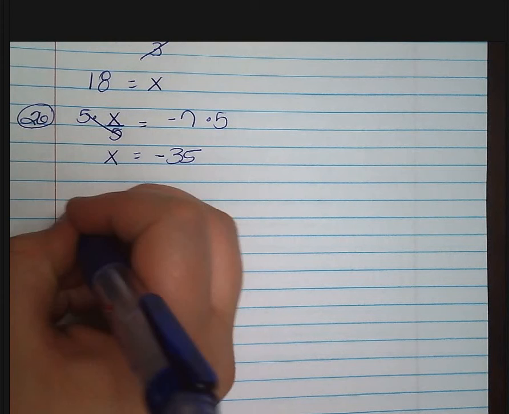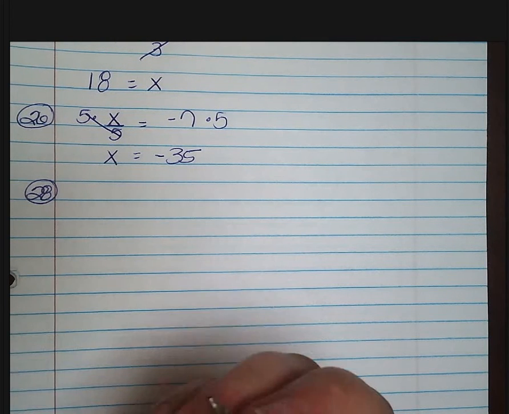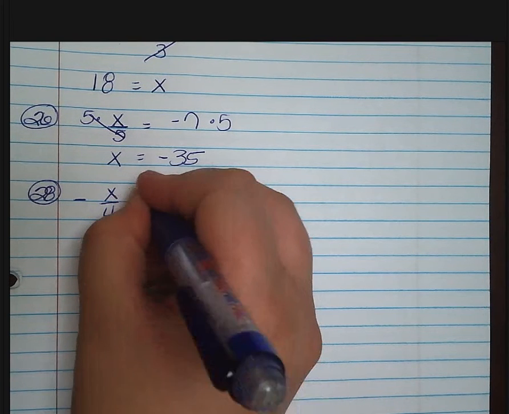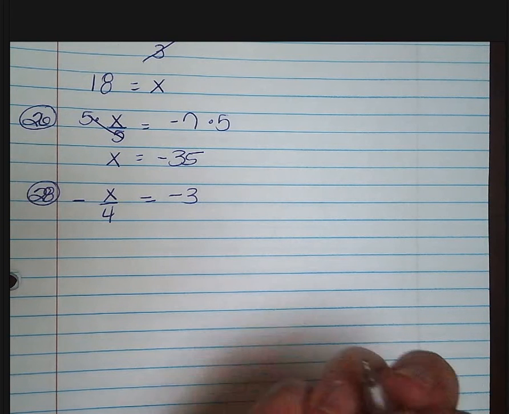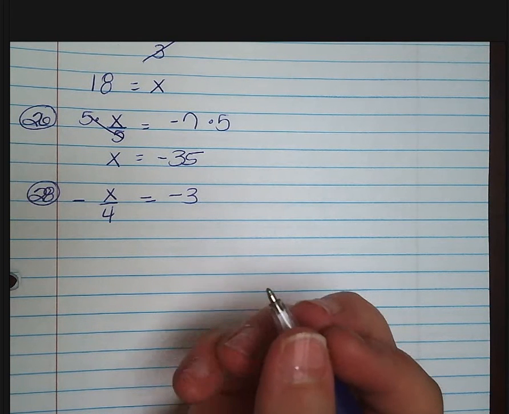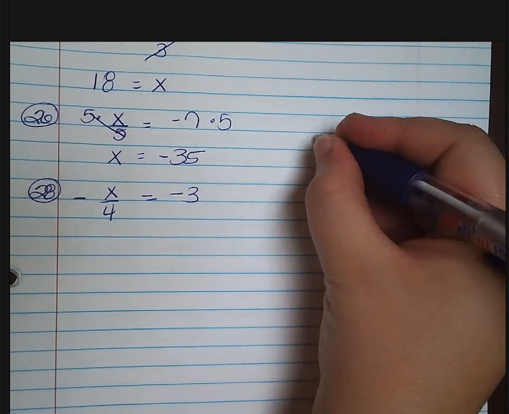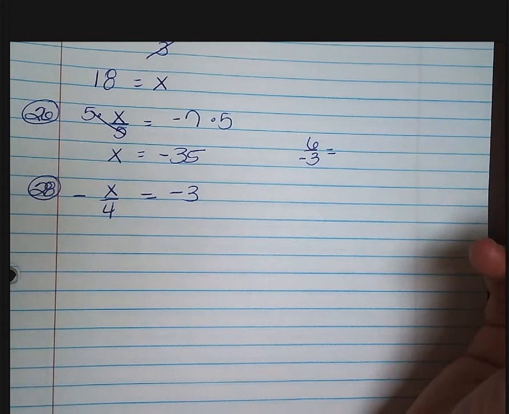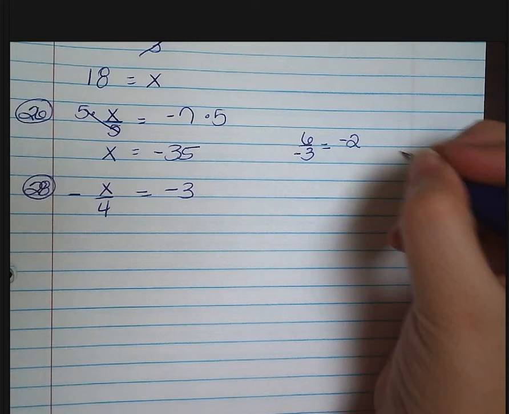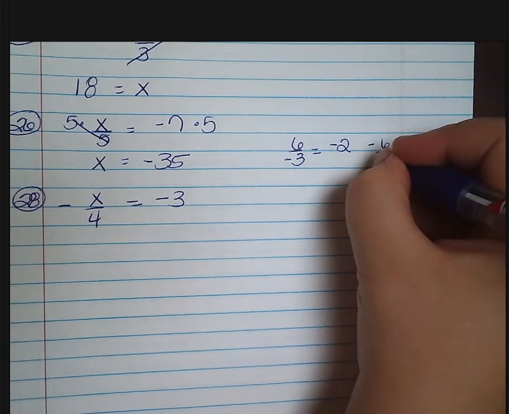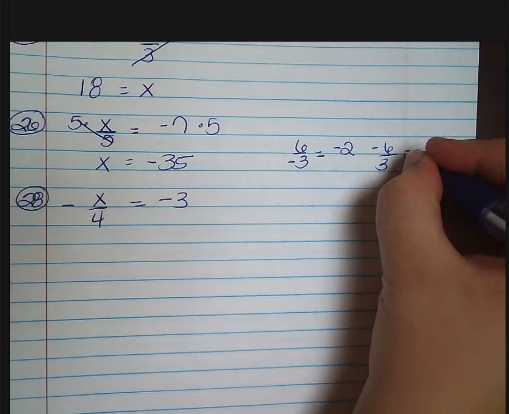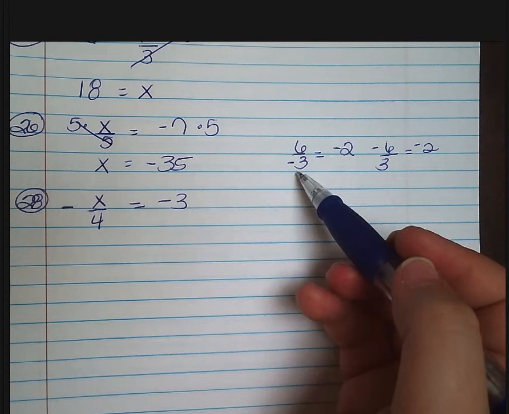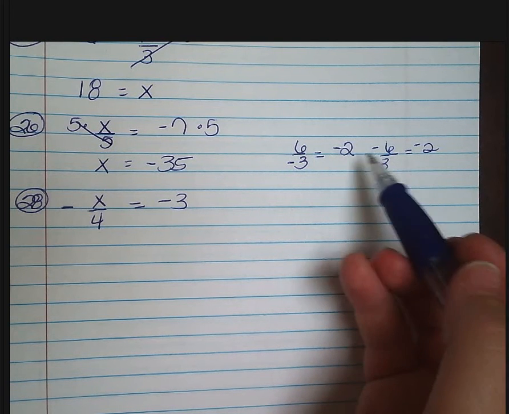Problem number 28. We have -x over 4 equals -3. So a really quick little side lesson. Let's say that we have +6 divided by -3. That would give us a quotient of -2. And if we had -6 divided by a +3, that would also give us a quotient of negative 2. So it doesn't matter if the 3 is negative or if the 6 is negative. You're still going to get the same answer of negative 2.